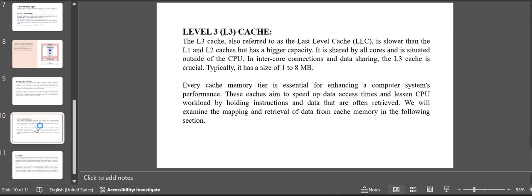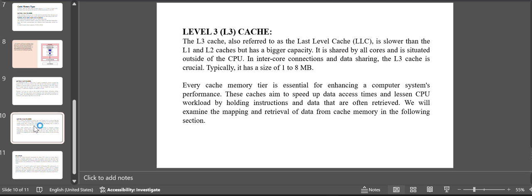Here you can see the level 3 cache. Level 3 is also referred to as the last level cache. It is slower than the L1 and L2 but has a bigger capacity. It is shared by all cores and it is situated outside of the CPU. In inter-core connections and data sharing, the L3 cache is crucial, with a typical size of 1 to 8 MB.